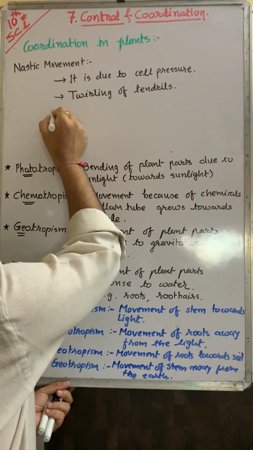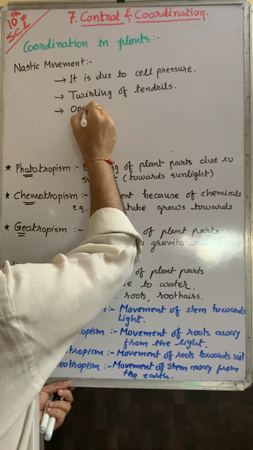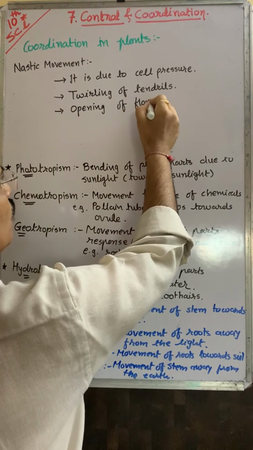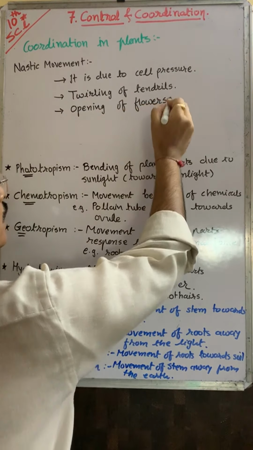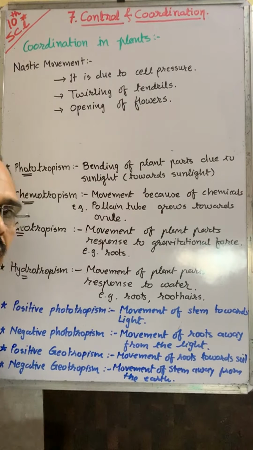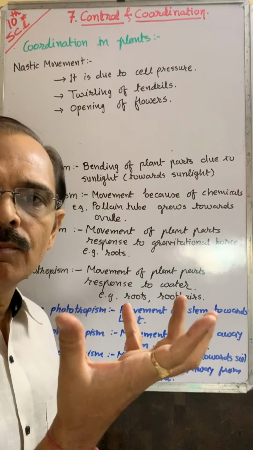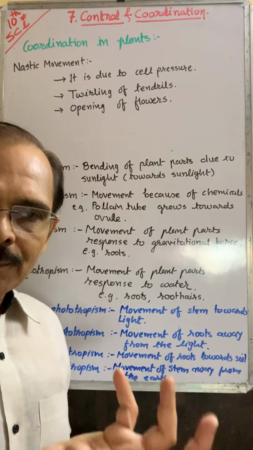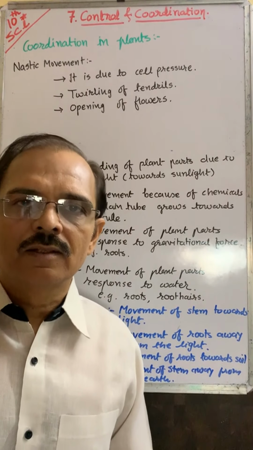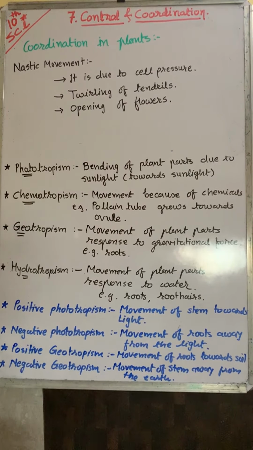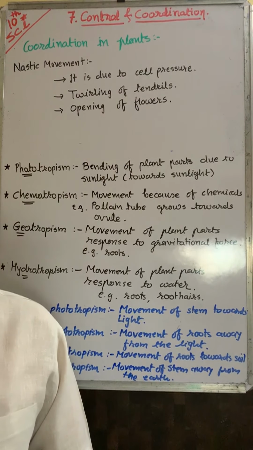Opening of flower. A flower opens slowly, gradually. This is because of nastic movement, because of cell pressure, and slowly, gradually the flower blossoms. And after that, pollination starts. Pollen grain moves from one part to the other part, and in this way the flower converts into fruit.